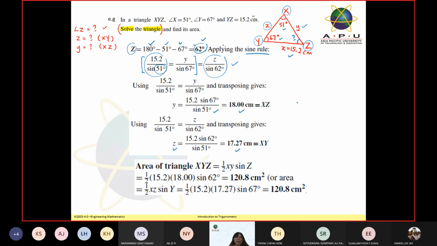So I already found the other two sides. That means I have solved the triangle. Before I move on, any questions up to here?